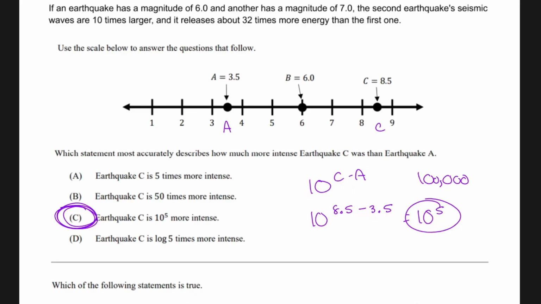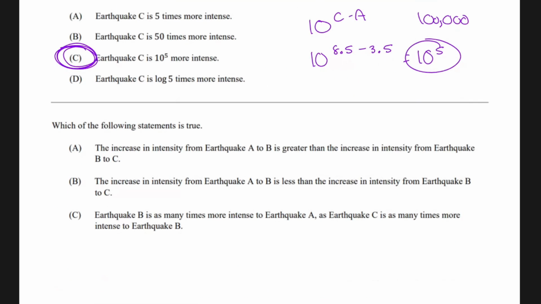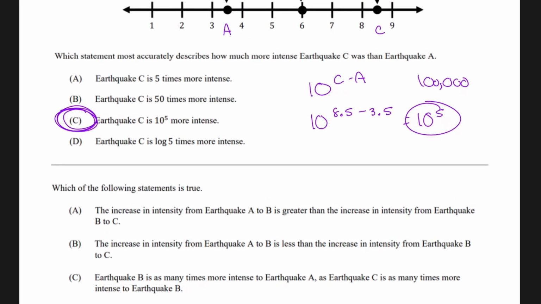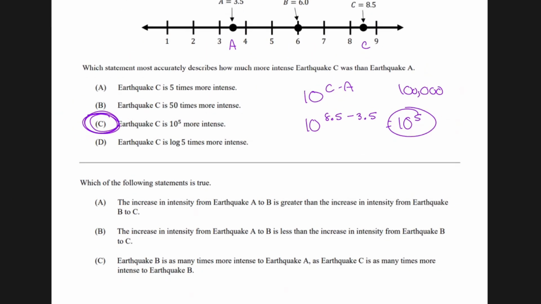Okay? So that 8.5 is not 5 times more, it's 100,000 times more. Crazy. Crazy stuff. Okay, so we're using the same exact picture. Can I fit it all in? No, not really. Now I can.